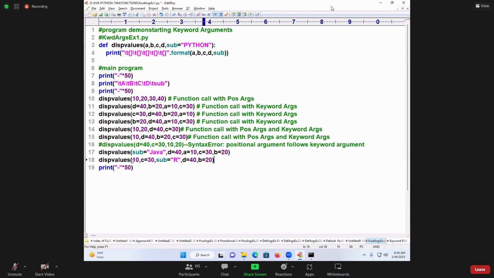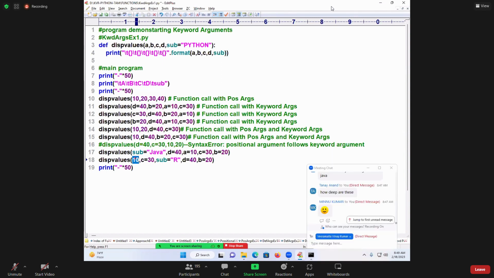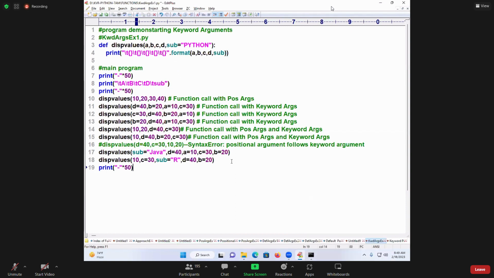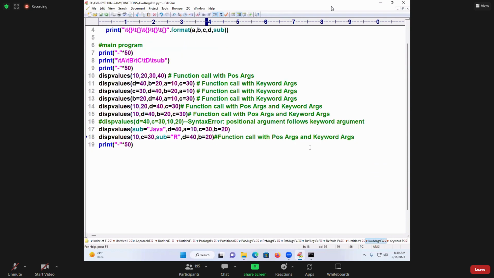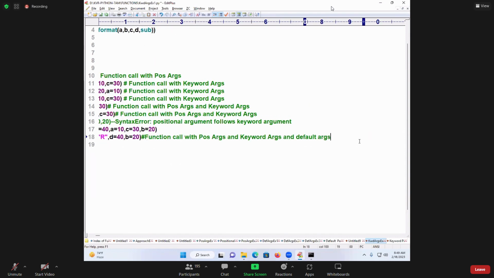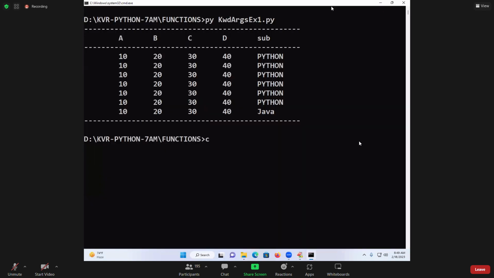First one, positional. Going to where? A. Next C goes to where? C. Next sub goes to where? Sub. D goes to where? D. Next B goes to where? B. What is this called? Function call with positional arguments, keyword arguments, and what? Default arguments. Okay, no issue.